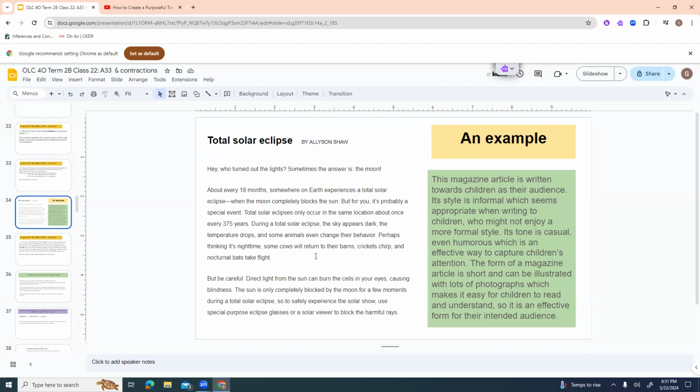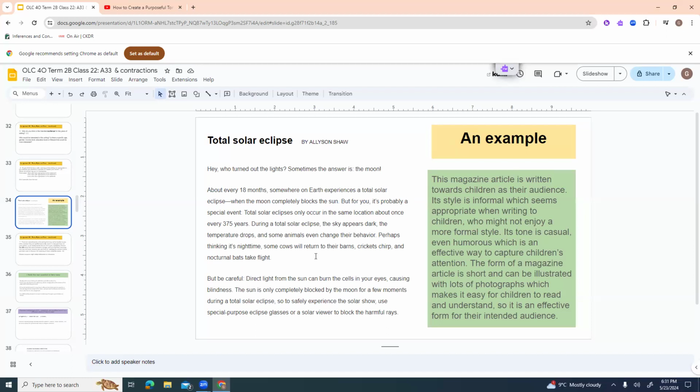Okay, so this was in a magazine article. It's geared towards children as their audience, and its style seems very informal or casual, which seems pretty appropriate when writing to children who might not enjoy or even understand a more formal style. Its tone is casual or even humorous, which I think is an effective way to capture children's attention.